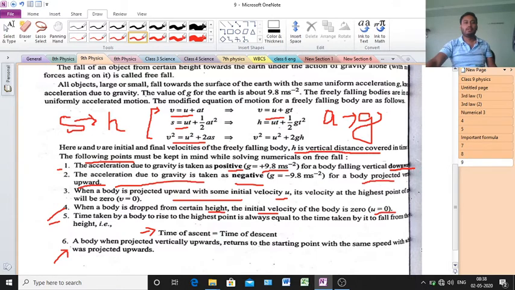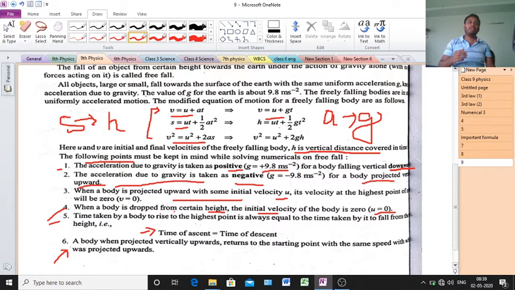And the reverse will be negative. The acceleration due to gravity is taken as negative for a body projected vertically upward. If any object is thrown upward, in that case the value of g will be negative, that means put minus 9.8, clear?